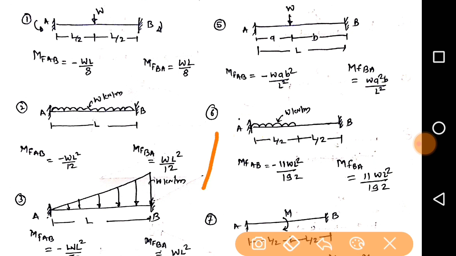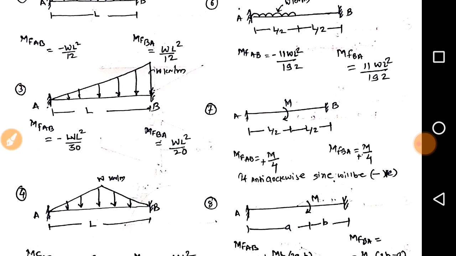Third case is here. See here, when the fixed beam carries a uniformly varying load, UVL, of W kilonewton per meter acting throughout the span AB. It is a very interesting formula to memorize. When this type of load is acting, what will be the fixed moment at A and what will be the fixed moment at B?